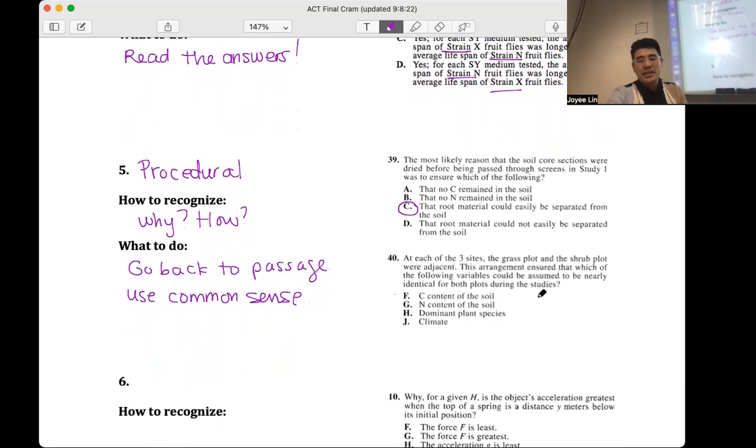40, at each of the 3 sites, the grass plot and the shrub plot were adjacent next to each other. This arrangement ensured that which of the following variables could be assumed to be nearly identical for both plots. What makes most sense here? Climate, right? We want to keep climate constant so we avoid that lurking variable, right? So these are ways you can catch up on time, so then you can spend time on the more complicated ones.